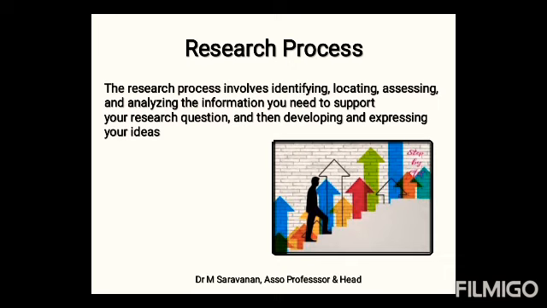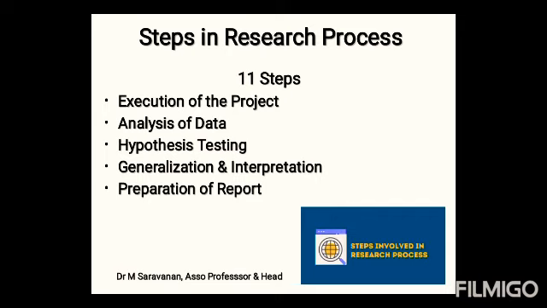There are 11 steps involved in research process: formulation of research problem, extensive literature survey, developing the hypothesis, preparing the research design, determining the sample design, collecting the data, execution of the project, analysis of data, hypothesis testing, generalization and interpretation, and preparation of the report. So these are the 11 steps in research process. Let us discuss one by one in detail.